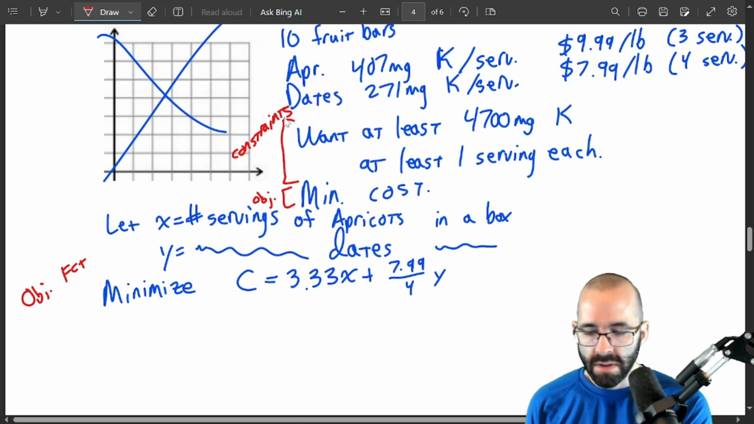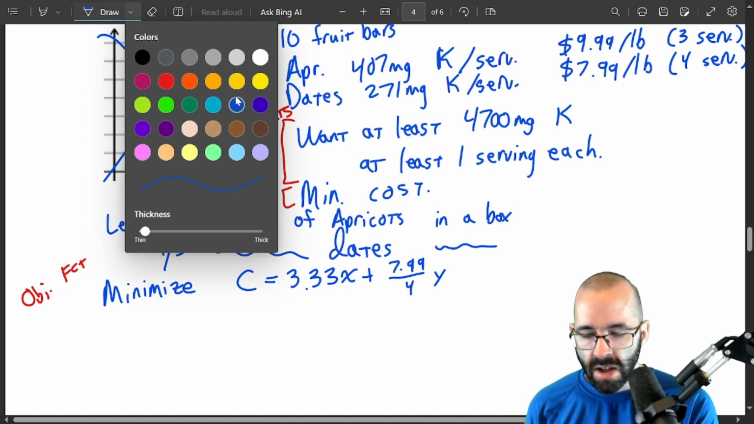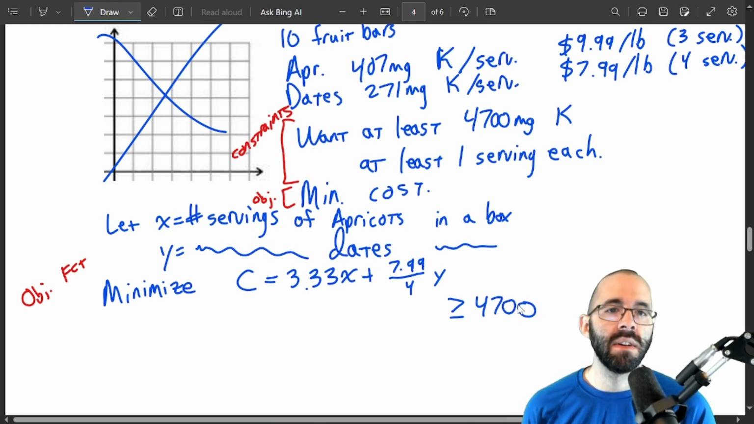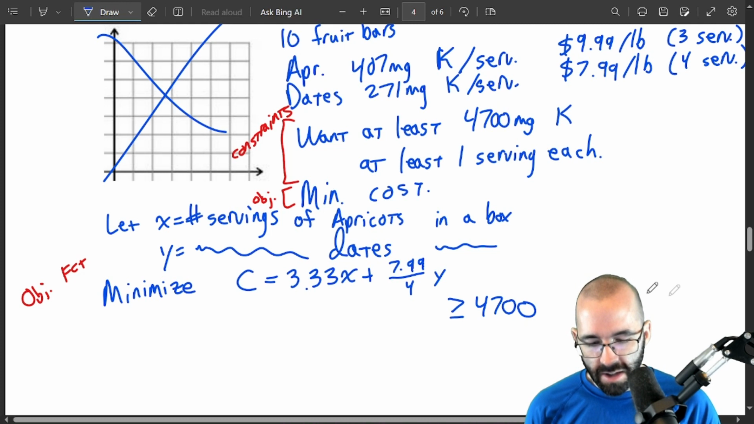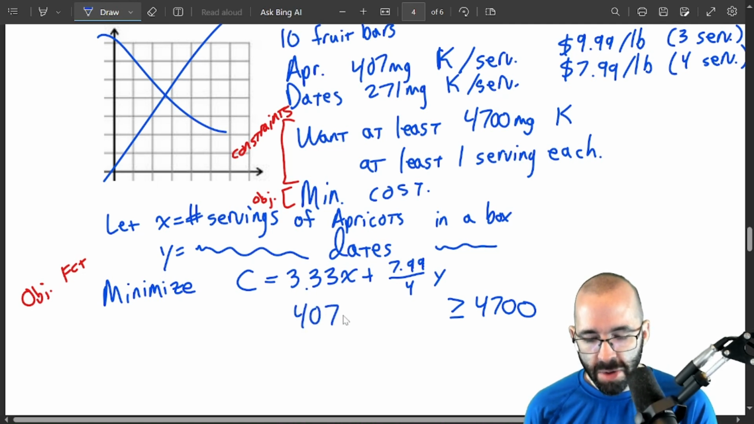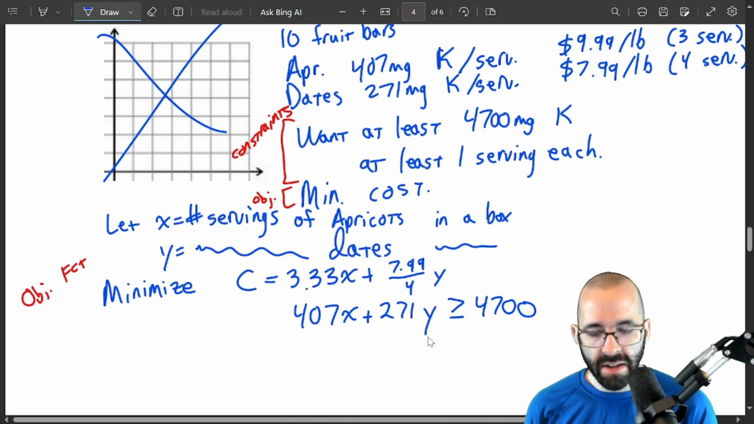So the total amount of potassium has to be at least 4,700 milligrams. How much potassium is there going to be? Well, it's going to be 407 for every serving of apricots and 271 for every serving of dates.